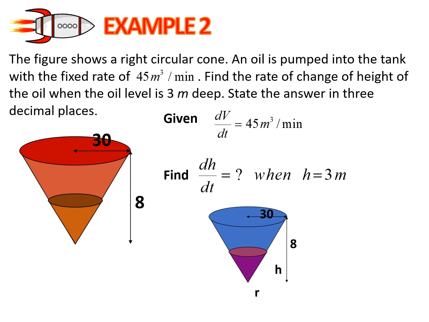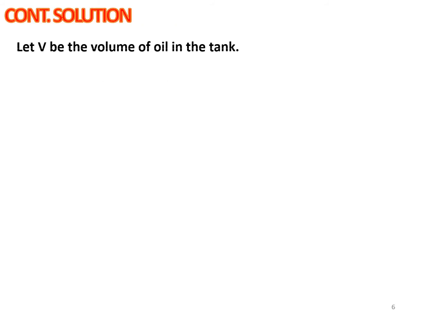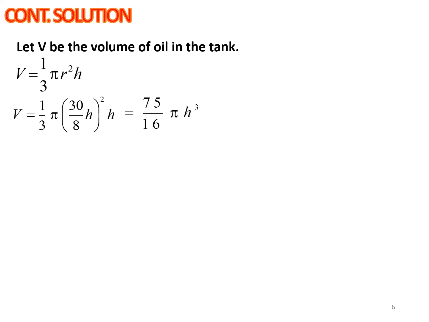Based on our new sketch, we denote r as the radius of the oil and h as the height of the oil. So r over h equals 30 over 8, comparing with the big cone. So r equals 30 over 8 h. Let V be the volume of oil in the tank. So V equals 1 over 3 pi r squared h. Then we substitute r equals 30 over 8 h, and simplify to get 75 over 16 pi h cubed.